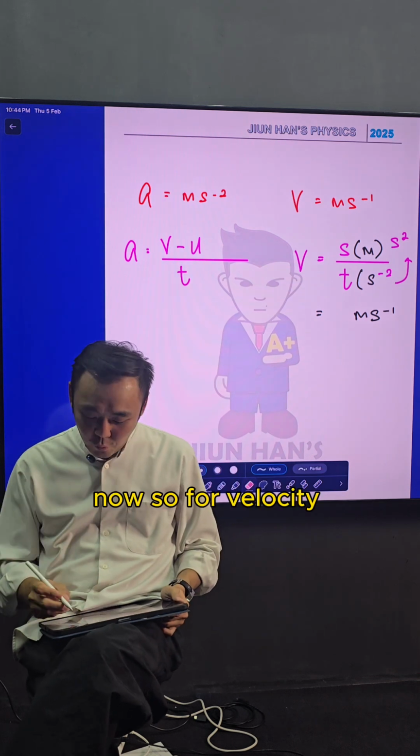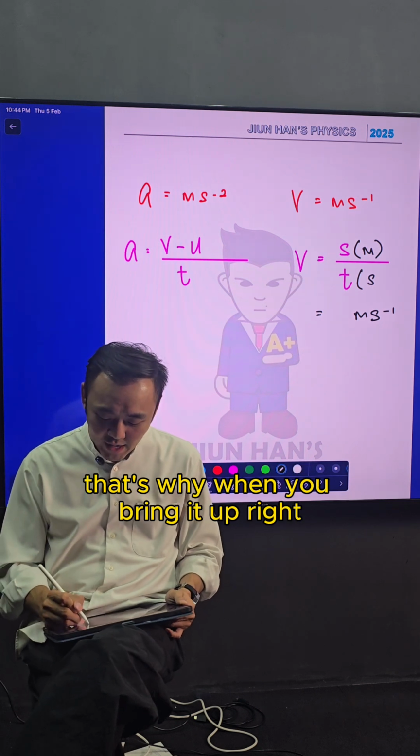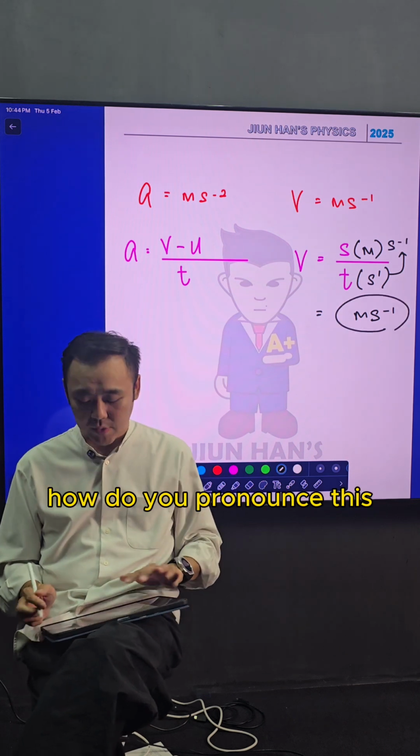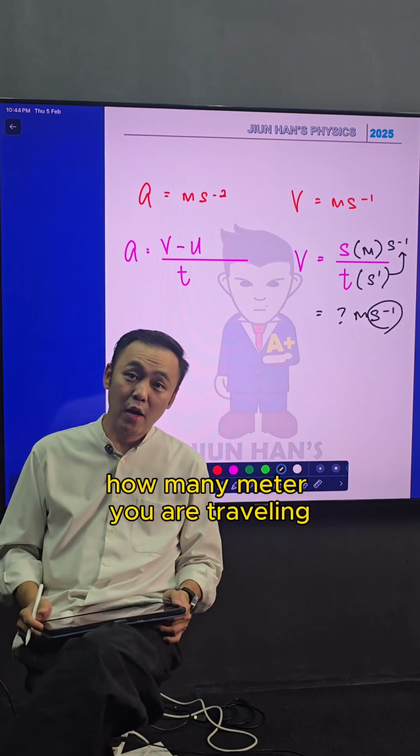Okay? Now, so for velocity, what's the unit we have? S power 1. That's why when you bring it up, it becomes S power -1. ms^-1. How do you pronounce this? Meter per second. Meaning what? Every second, how many meters you are traveling.